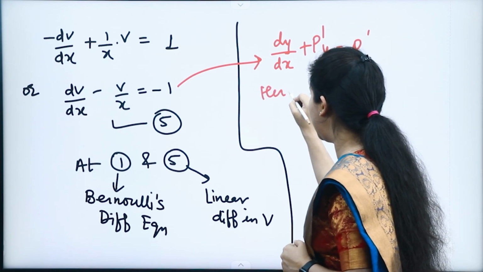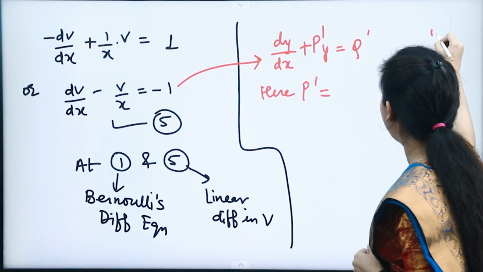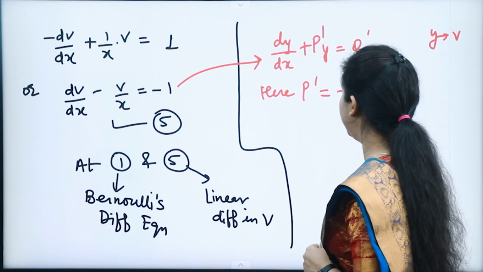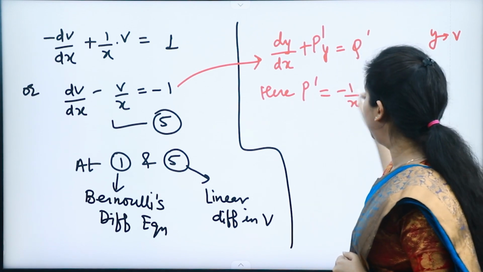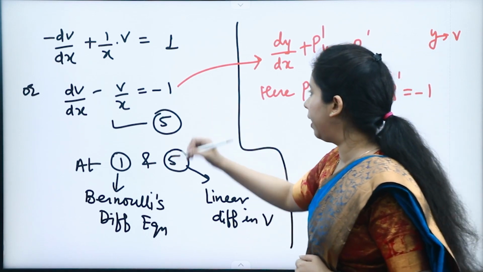So here P dash is how much? P dash is the coefficient of y. Here y can be replaced with v. So the coefficient of v over here is minus 1 upon x, and Q dash is nothing but the right hand side of equation number 5, that is minus 1.